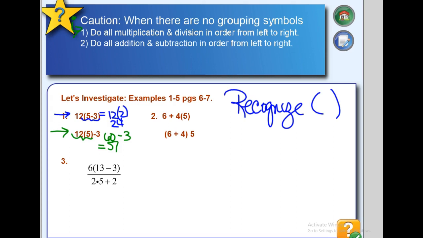Let's look at my number 2. If we look at the top equation, number 2, what should we do first? Well, I've got this 4 times 5. I need to do that first. So we're going to have 6 plus 20. And we took care of all the multiplication. So the last thing we do is add and subtract. So we know that's going to be 26.